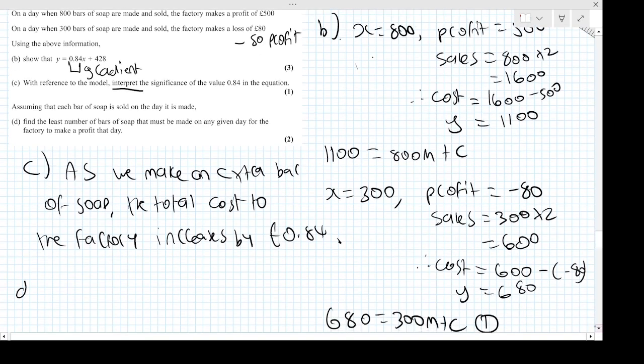Part D then, it says, assuming that each bar of soap is sold on the day it's made, find the least number of bars of soap that must be made on any given day for a factory to make a profit.